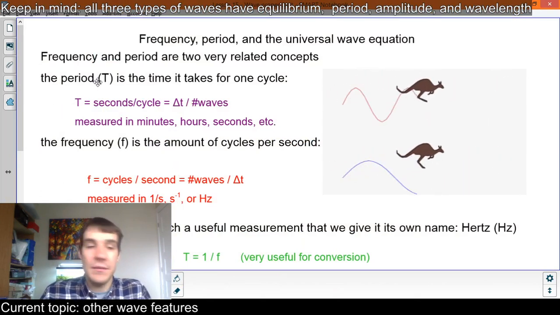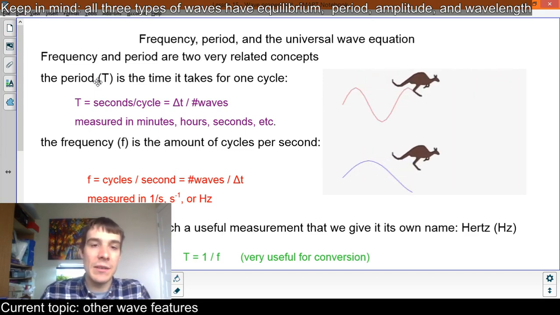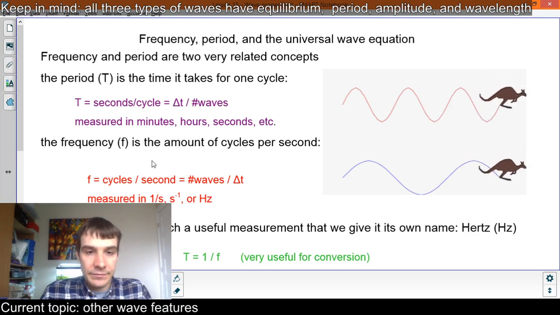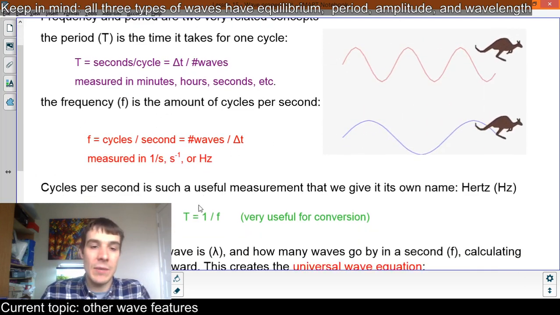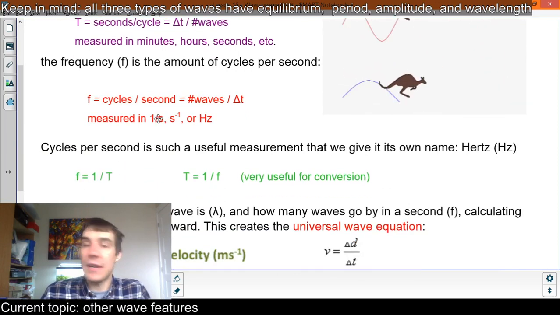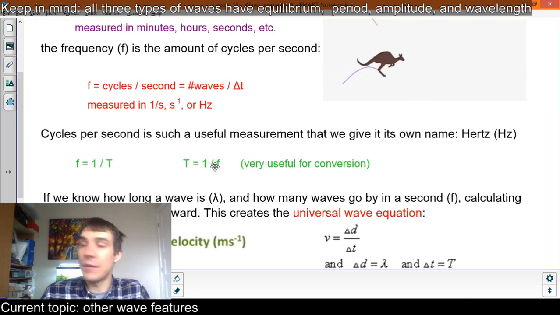Period, big T for time, is the time it takes for one cycle. Frequency is cycles per second, it's measured in hertz, named after a dead white guy. It's 1 over seconds, or seconds to the negative 1, but a lot of people just use hertz. And it's a very useful idea. There's an easy conversion. The frequency is 1 over the period, and the period is 1 over the frequency. So they're just reciprocals of each other, if we use the math term for it.